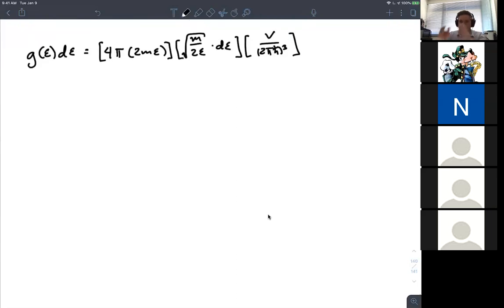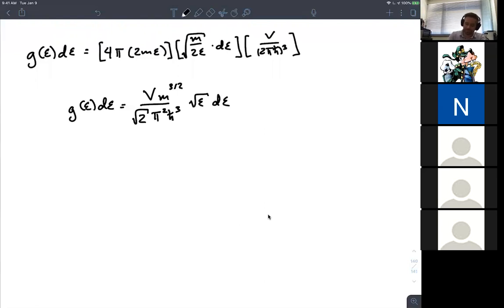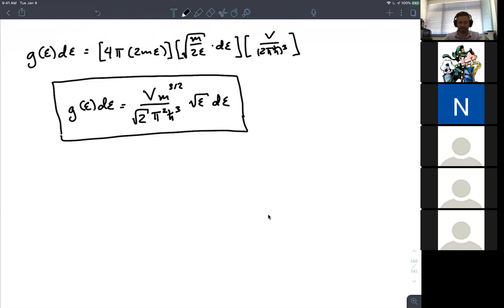Okay, and then algebraic massage. You make this look pretty, and what you get is this: V m^(3/2) over √2 π² ħ³ square root of energy dE. So this is my density of states. All right, so that's my density of states.